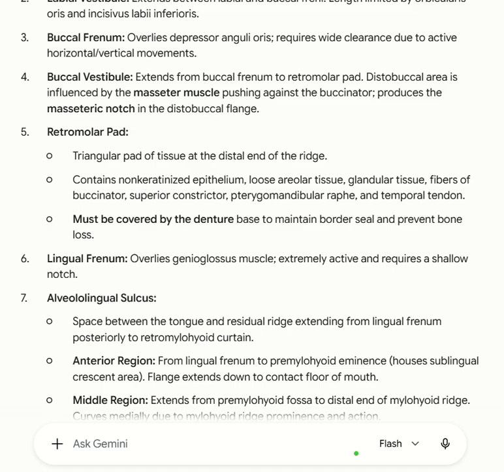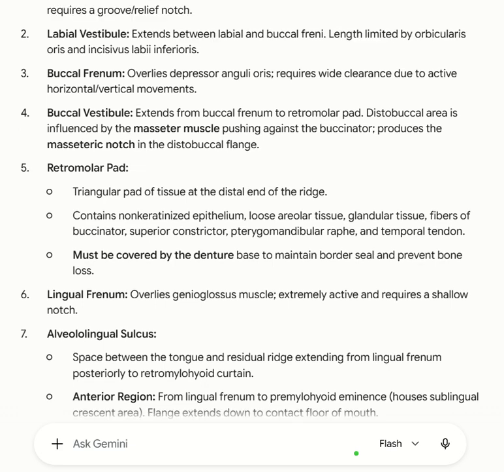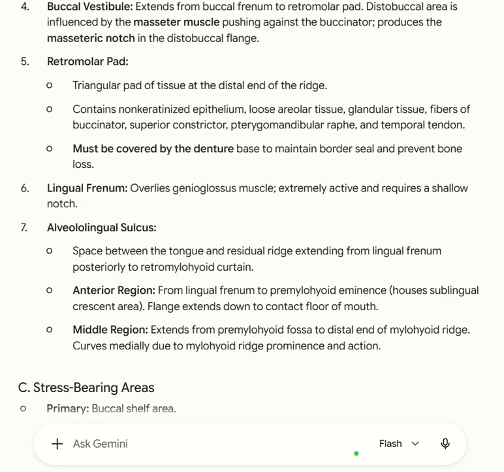Retromolar pad: a triangular pad of tissue at the distal end of the ridge. Contains non-keratinized epithelium, loose areolar tissue, glandular tissue, fibers of buccinator, superior constrictor, pterygomandibular raphe, and temporalis tendon. Must be covered by the denture base to maintain border seal and prevent bone loss. Lingual frenum, with genioglossus muscle, is extremely active and requires a shallow notch.